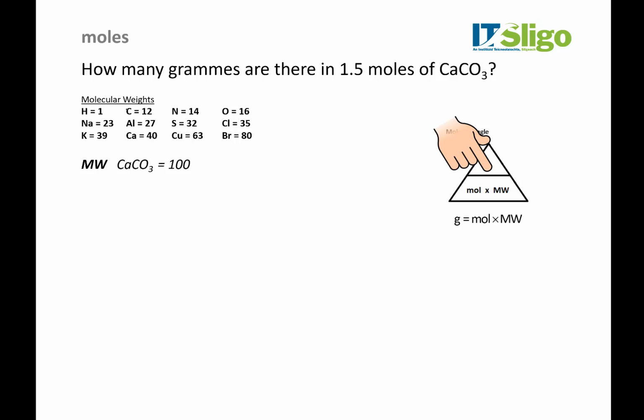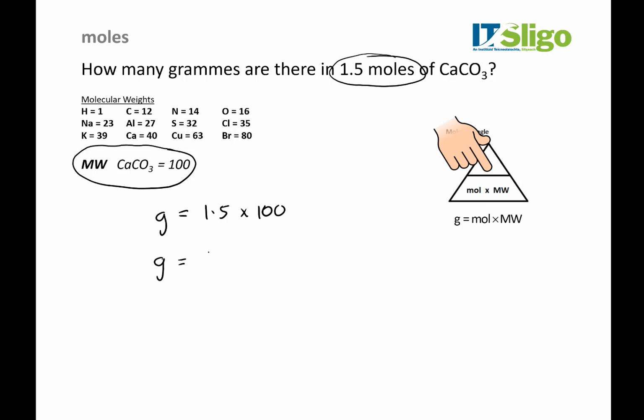So now we have the molecular weight, guys. We're told the number of moles. So it's fairly straightforward now. Grams is moles, 1.5, by molecular weight, by 100. So our answer then is 150 grams.